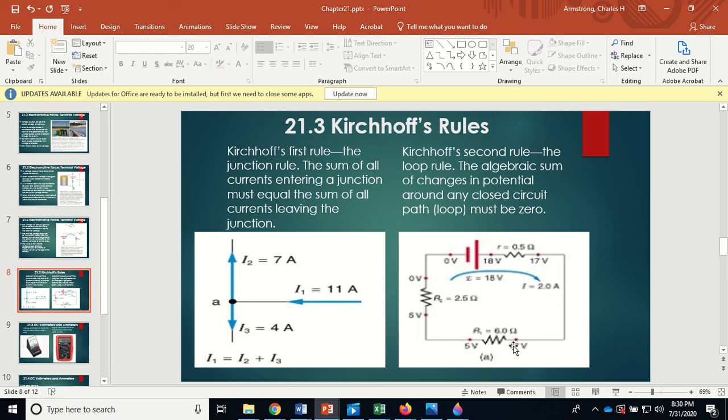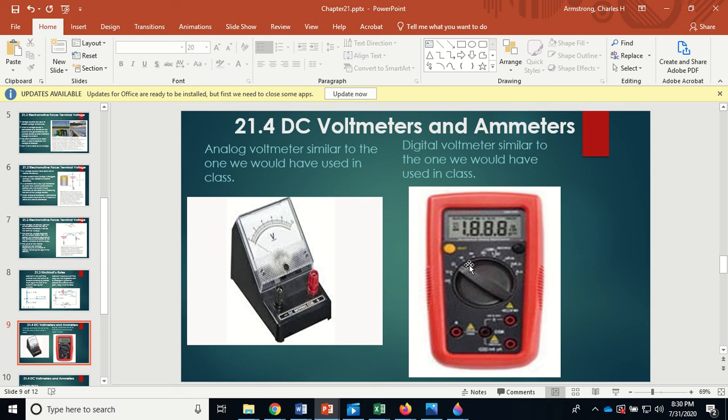So these voltage drops have to sum up to the same number as this one here. Those are two conceptual ideas you have to understand about Kirchhoff's. We're not going to mess with the algebra. Okay, now we're into DC voltmeters and ammeters.